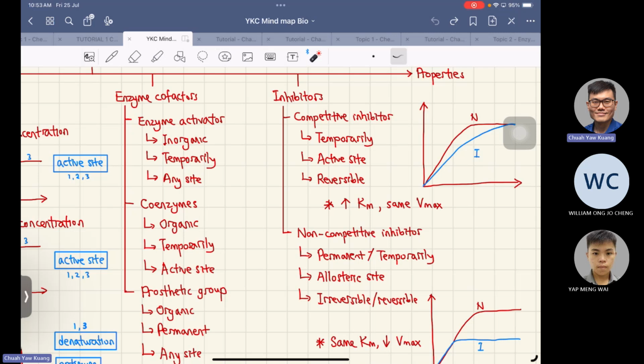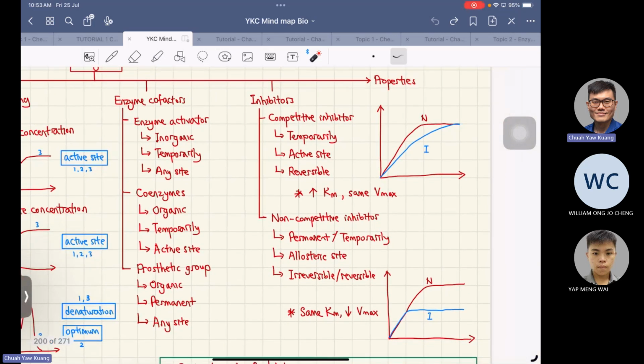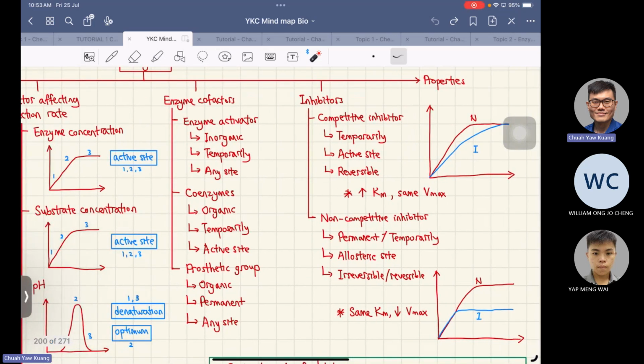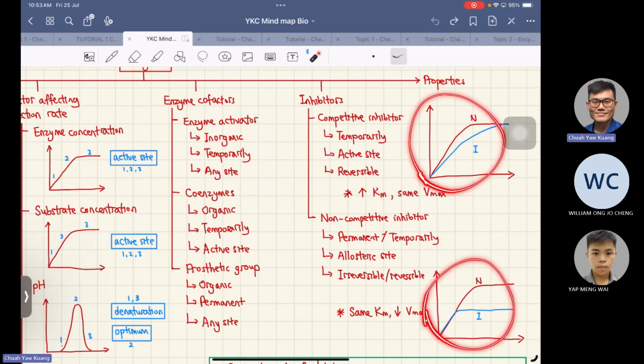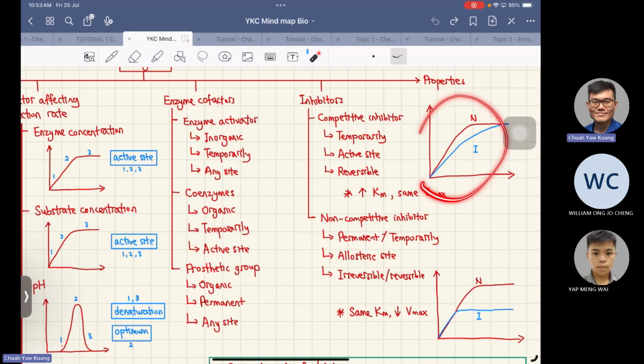Lastly, under the inhibitor, there are two graphs that you need to know. You need to know how the inhibitor graph will be changed. The red line is normal without any inhibitor. When you add the competitive inhibitor, the graph will change like this. And if you add the non-competitive, it will change like this.